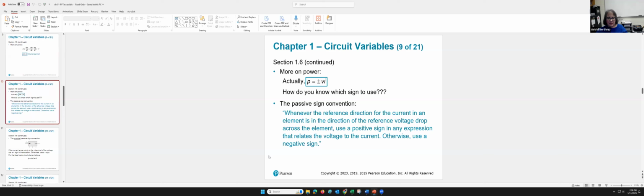So all of these equations, I'm going to take a look here at chapter 1, where we're talking about circuit variables. I'm going to skip out for just a minute because I want to show you something on our Moodle page.